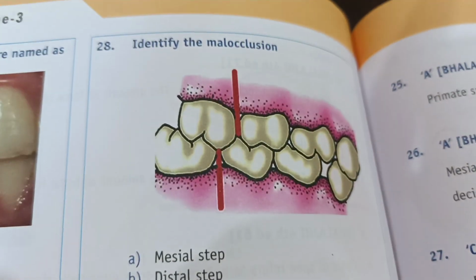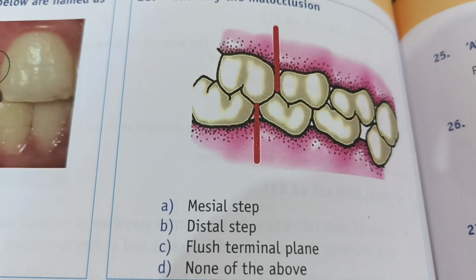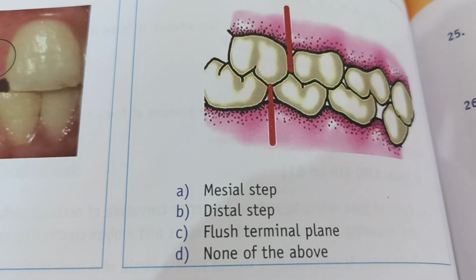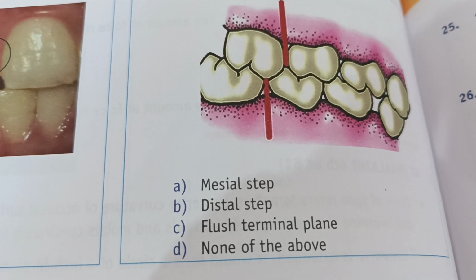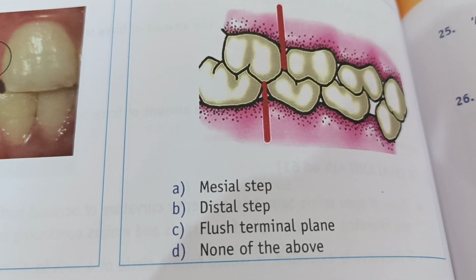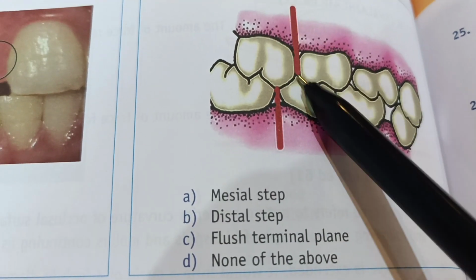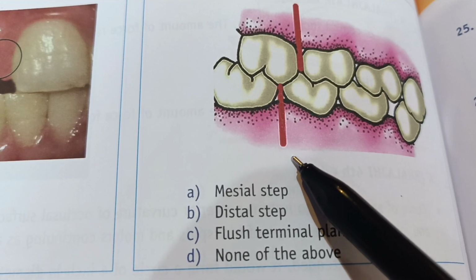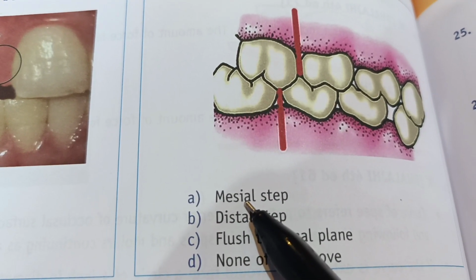Now come to the next question. Again, identify the malocclusion. Here you can clearly see in this picture that it goes distally. You know malocclusion, right? Class 1, class 2, class 3, Angle's classification of malocclusion. I am not explaining it in detail here. Here the answer is distal step. If you follow that diagram, that curvature or line, it is the distal step. Option B is the right answer.